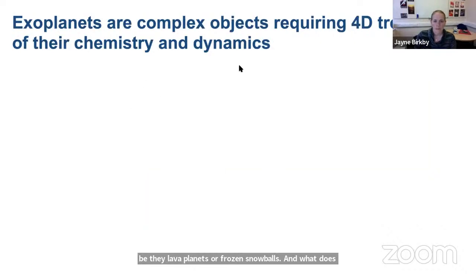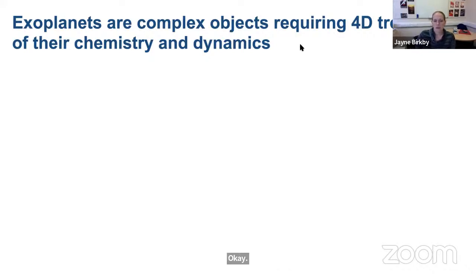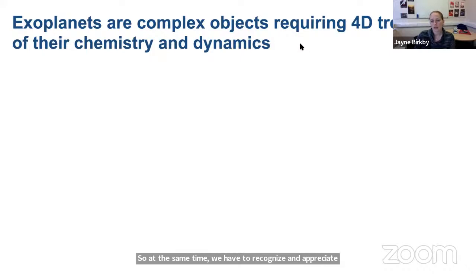Okay. So at the same time, we have to recognize and appreciate that exoplanets are quite possibly some of the most complex objects that we look at in astrophysics. They're not one-dimensional dots. They are 3D plus time varying. So they're 4D objects where we need to model the chemistry and the dynamics of their atmosphere.